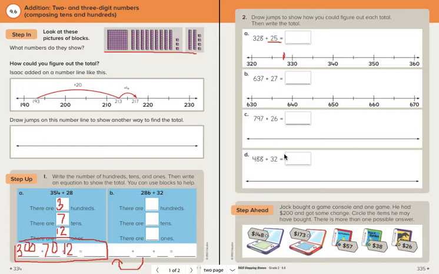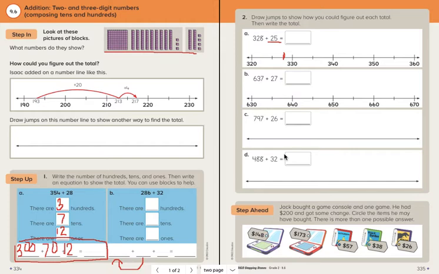And let's read the step ahead together. It says, Jack bought a game console and a game. He had $200 and got some change. Circle the items he may have bought. There is more than one possible answer. So, the book tells us there's more than one possible answer. You only have to show me one.